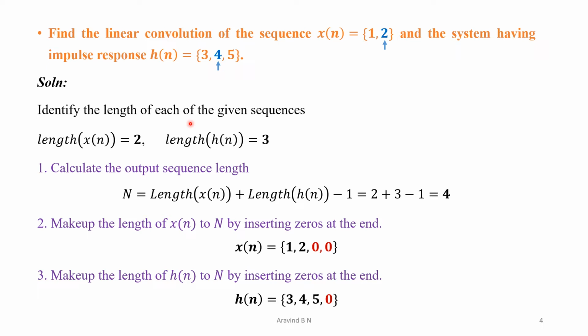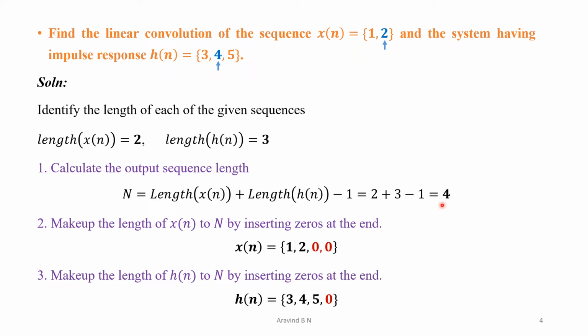So given the sequences x of n and h of n, let us first identify the length of the sequences. Length of x of n is equal to 2, length of h of n is equal to 3. Step 1, calculate the output sequence length given by capital letter N is equal to length of x of n plus length of h of n minus 1. So that is 2 plus 3 minus 1. Output sequence length will be equal to 4.